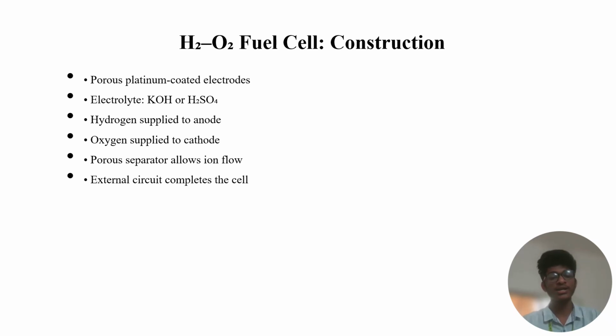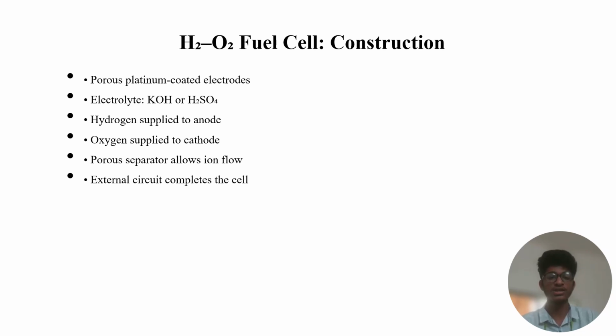On the left side, hydrogen is supplied to the anode. On the right side, oxygen is supplied to the cathode. Separators allow fluid flow. The purpose of the separator is ion flow. The external circuit completes the fuel cell.